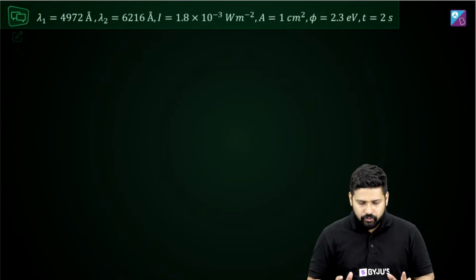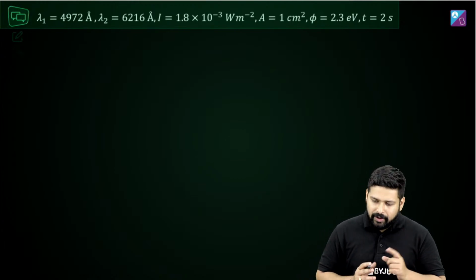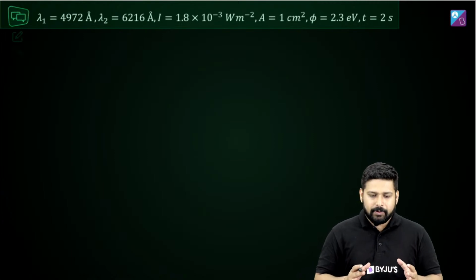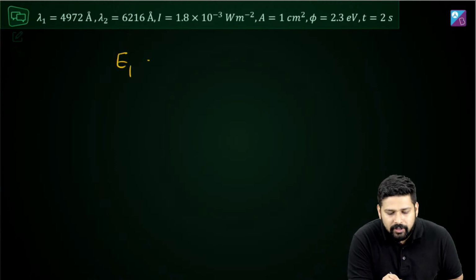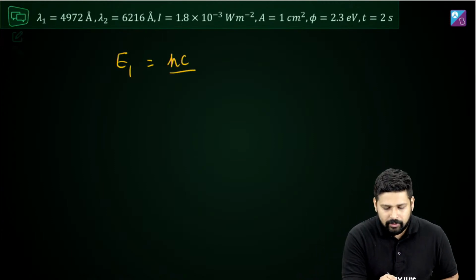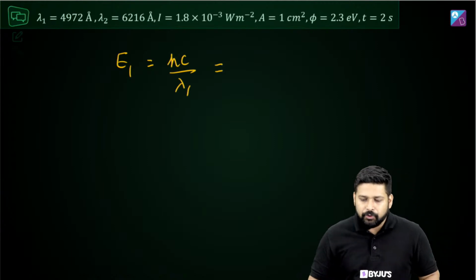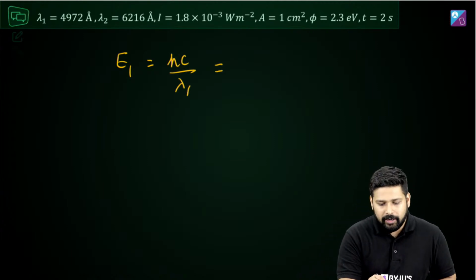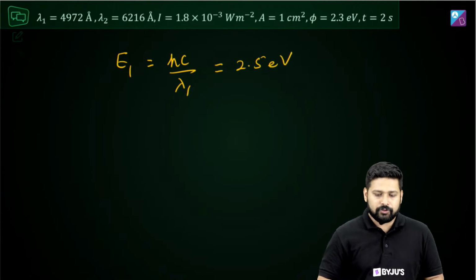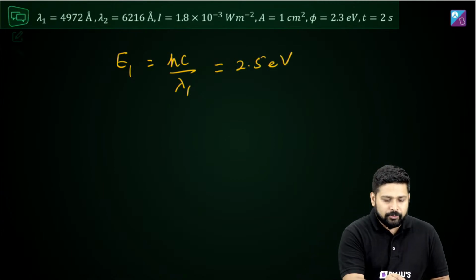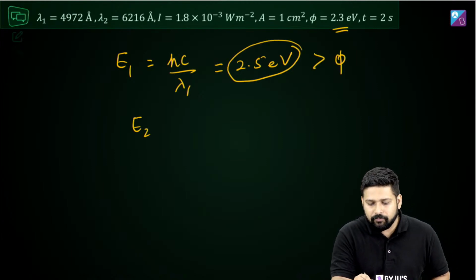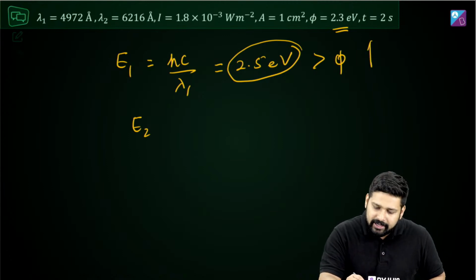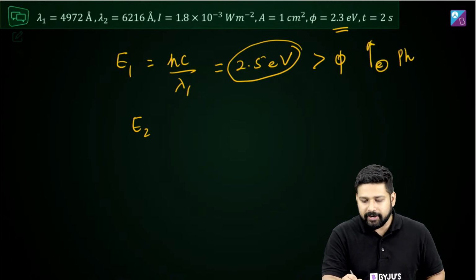So all you have to do is find the energy, and once you have found the energy, you will understand what has happened in this case. For one, let's say E1 will be equal to hc by lambda 1. Once you substitute the value, this comes out to be approximately 2.5 electron volts, which is greater than the work function, which is 2.3, which means that because of this, electrons are going to come outside. Yes, so photoelectric effect, right?